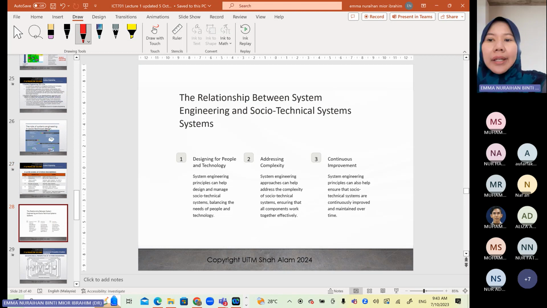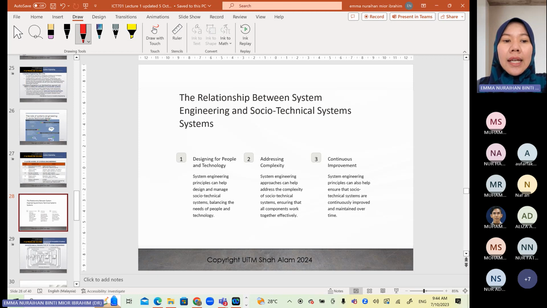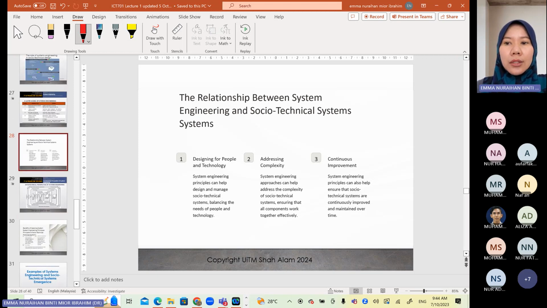Okay, you have to design for people and technology. Because sekarang ni, maybe certain system is not user-friendly enough. Maybe your system just cater for localization, not globalization. Also addressing complexity. What are the issues? Okay. Continuous improvement. So with system engineering, with the analysis, with the design, in hoping that you can improve the existing system to become more user-friendly and adaptable to the situation.